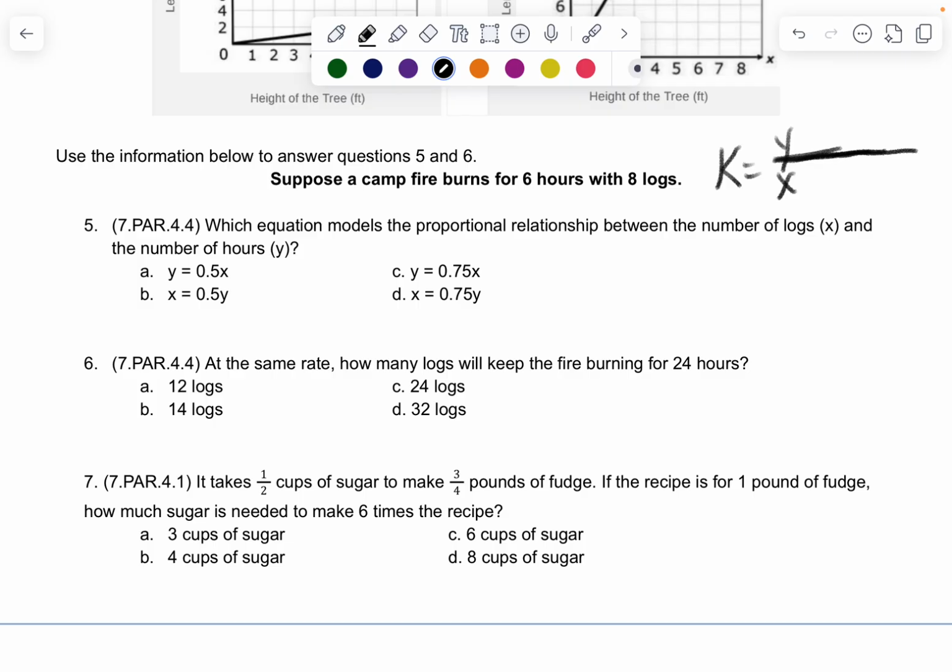It tells us in the problem that the number of logs is X. So I'm going to write logs right there so I remember where to put it. The number of hours is Y, so hours goes there so I know where to put it. Now I'm going to come right here and write our ratio using this.